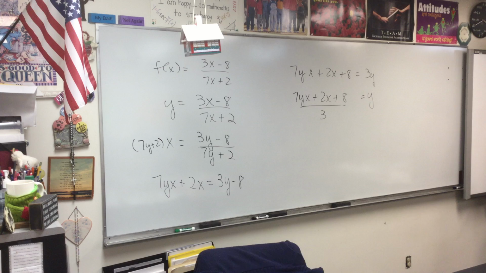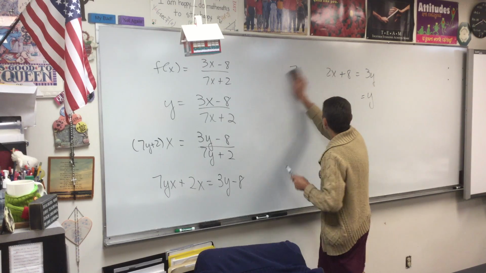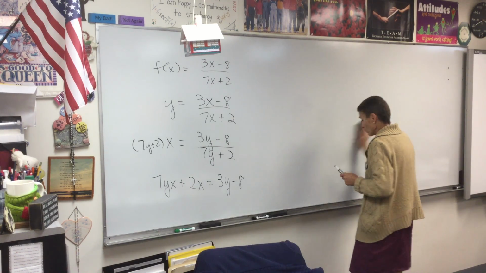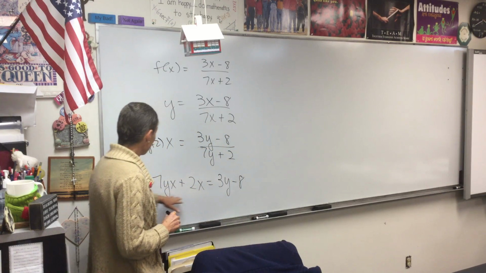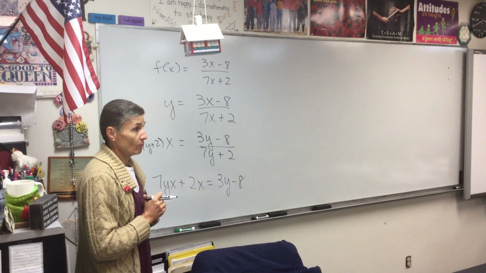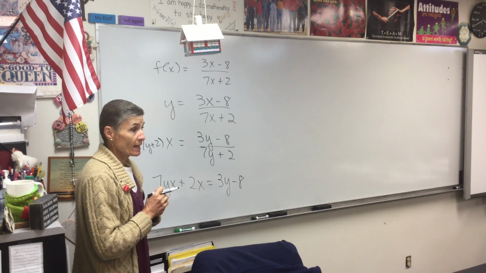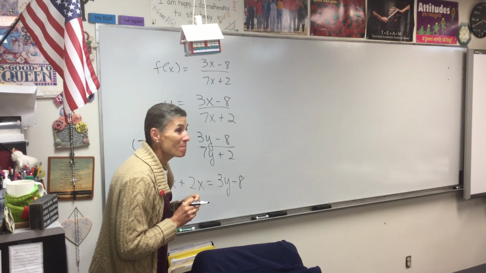There's a y on the other side. This is wrong. This will not be the right answer. That will not work. What in the world are we going to do if we've got this mess right here and we have to get y by itself? Any ideas?